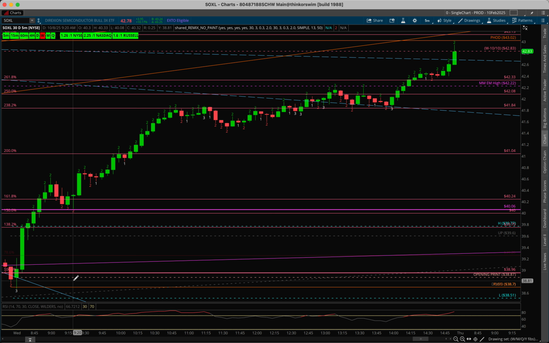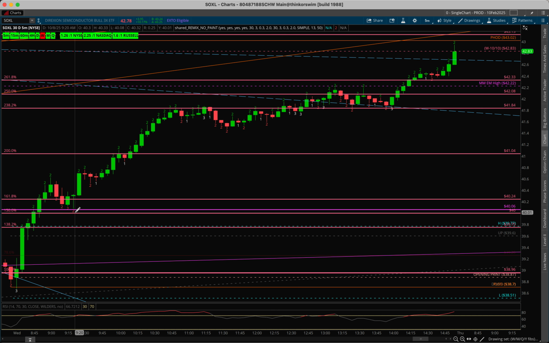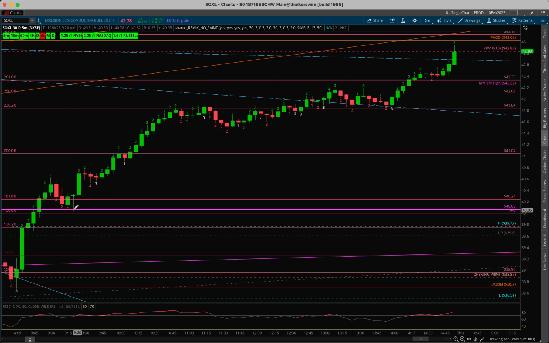So we can see today we had basically just straight up action from the get-go, right? We pushed slightly down for a minute or two, I think. This is a 5-minute chart. And then we pushed to the upside. We came up and we got the higher low above the opening print. So we went ahead and entered calls.